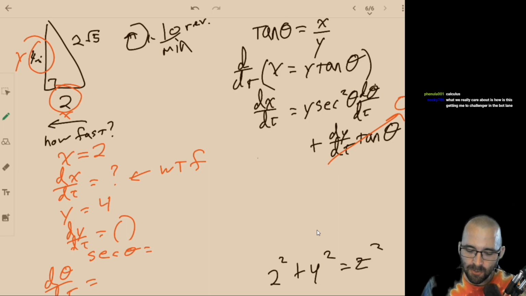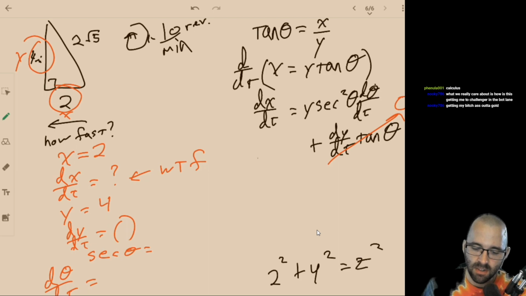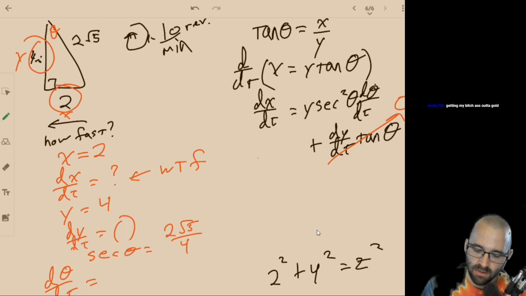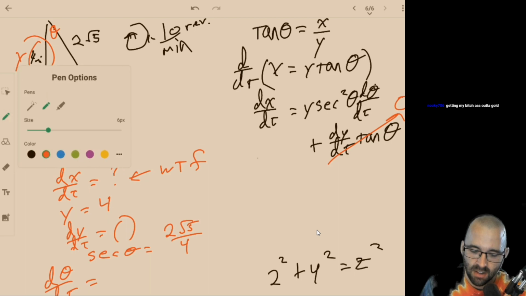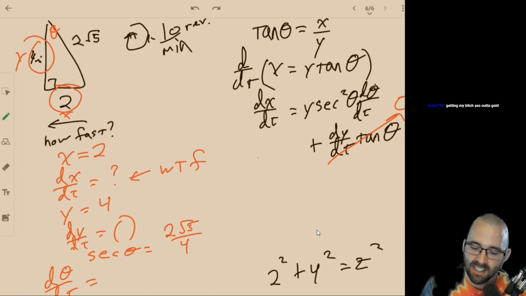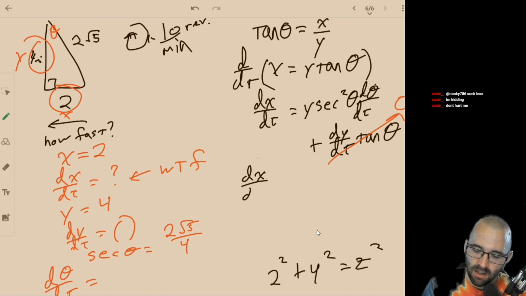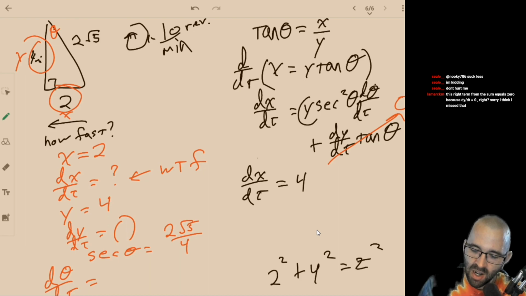All right. So secant of theta is the reciprocal of cosine. And this is our theta right here. Cosine is adjacent over hypotenuse. So secant will be hypotenuse over adjacent, which is going to be 2 root 5 divided by 4. That cancels to just root 5 over 2. That'll be secant of theta. Let's plug everything in. Go back to this equation. dx/dt, that's what we want to find. So we got dx/dt equals y. What was our y? Our y was 4. So replace this y with 4. Secant squared, that's root 5 over 2 squared.